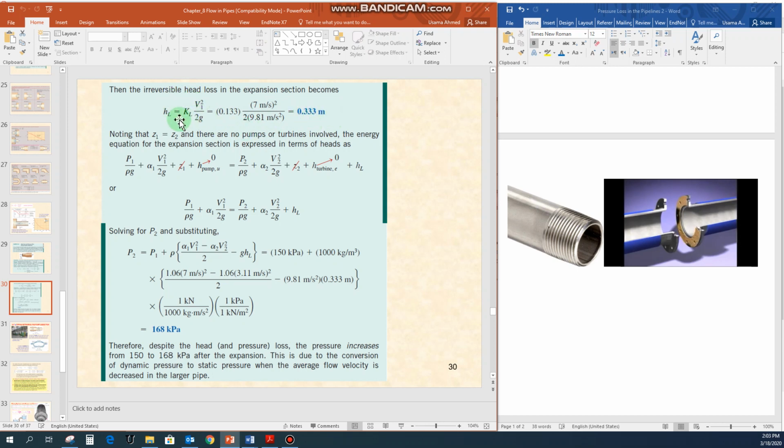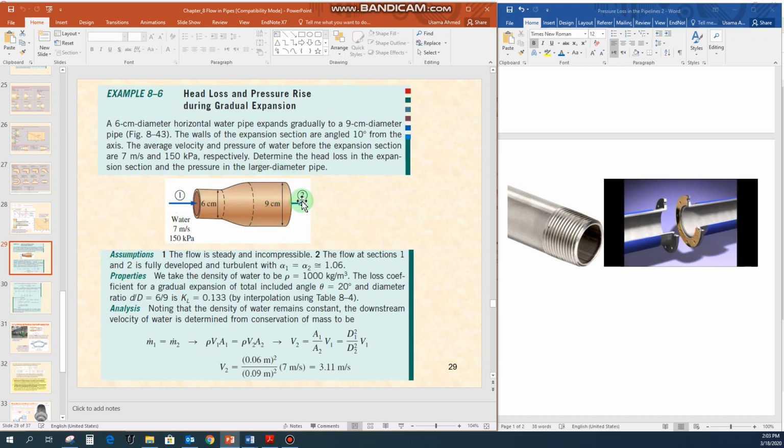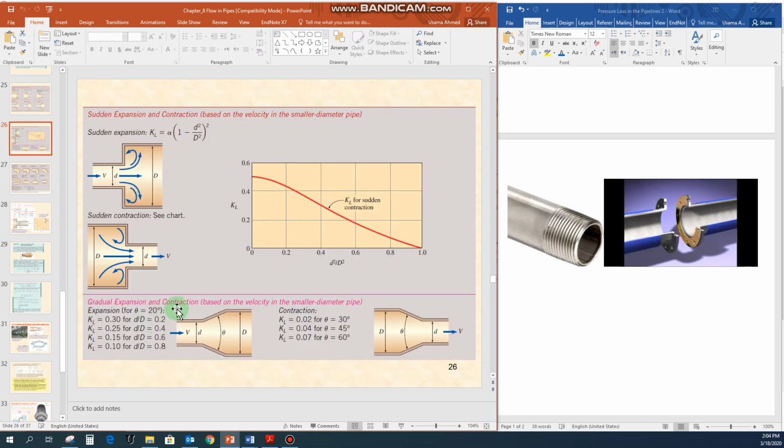Now, how will you get the value for this KL? This one is an equipment that we can see in the figure. This is a gradual expansion system, right? So what we can do here is go back and look at this figure here.